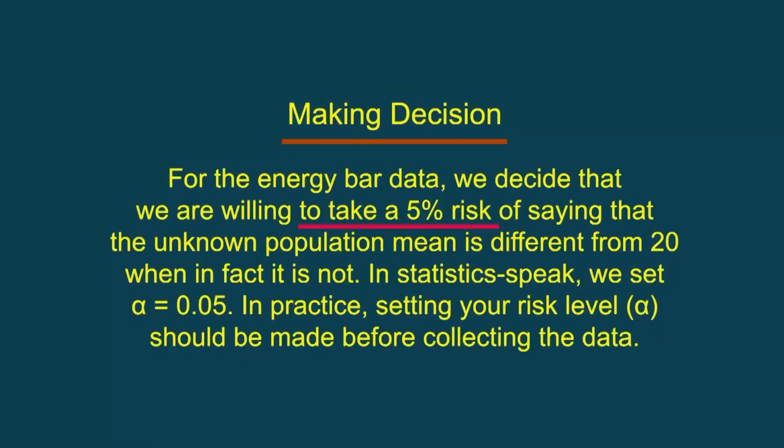That means we have to settle on our type 1 error. Suppose we want to take a 5% risk. That means our level of significance, or type 1 error, will be 0.05. So in statistical speak, we set alpha, the level of significance, equal to 0.05. In practice, setting your risk level should be done before collecting the data. So when we decide to go for a test, we first decide on the risk level, that is the level of significance or the probability of type 1 error.